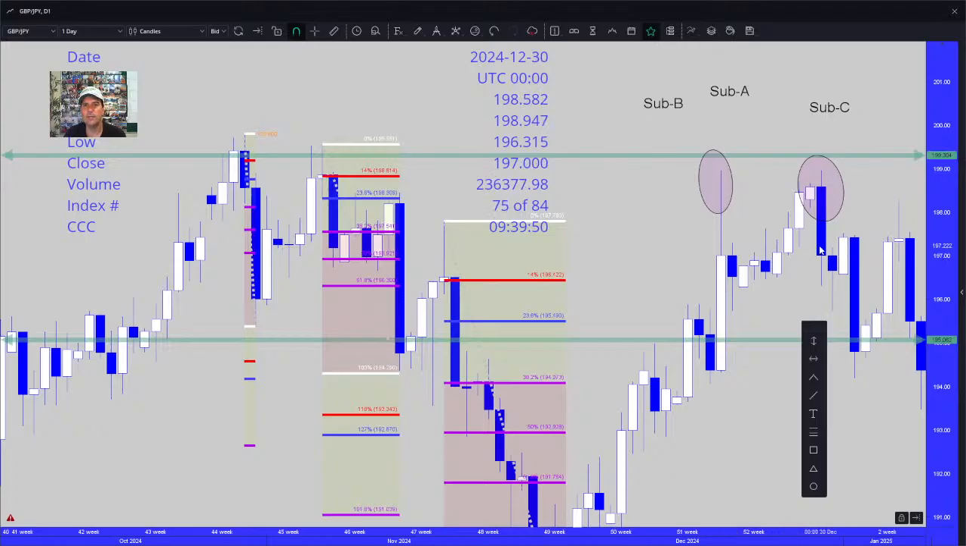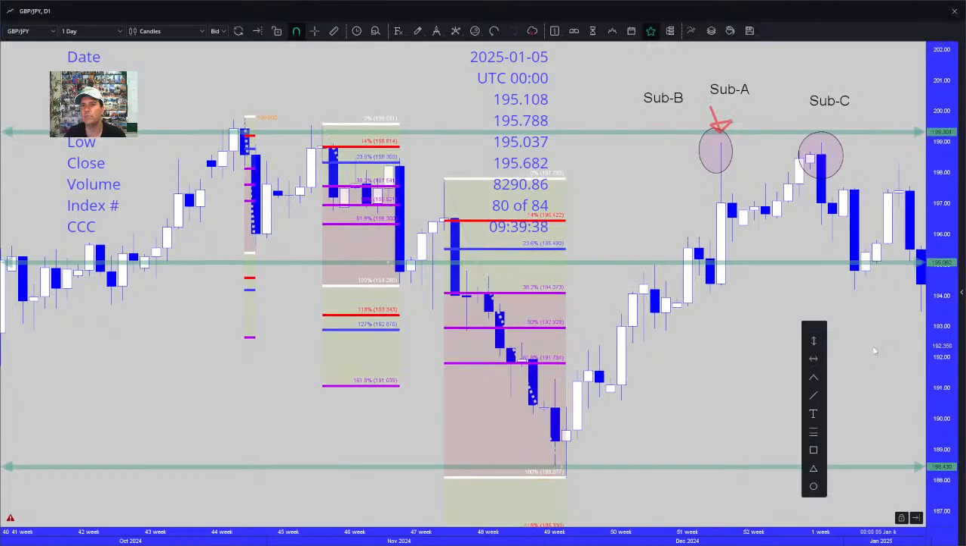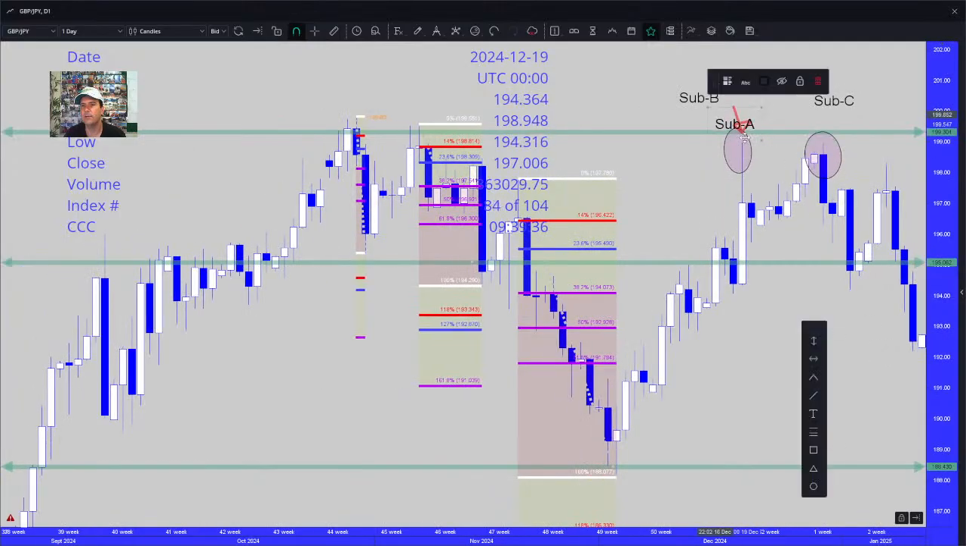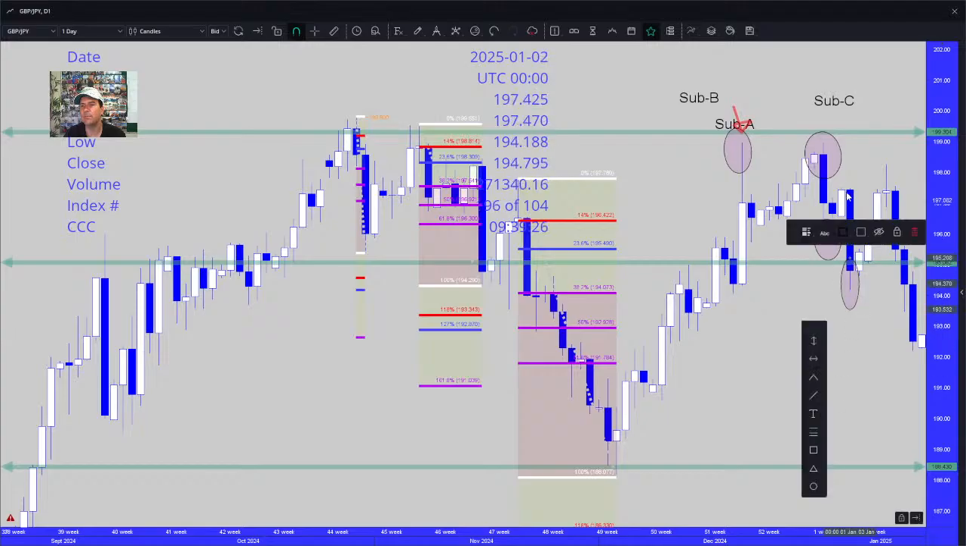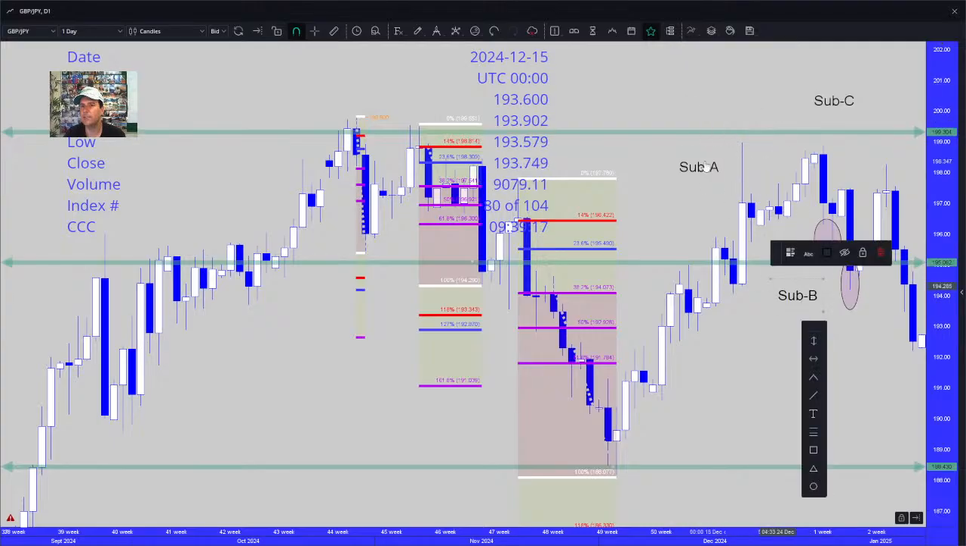First circle is 1,948.94. So the first circle is higher, everybody, right? Okay, so this will be your sub A. Okay, now which one is the sub B? Is the first circle the sub B, or is the second circle the sub B? Which one is the sub B, everybody?